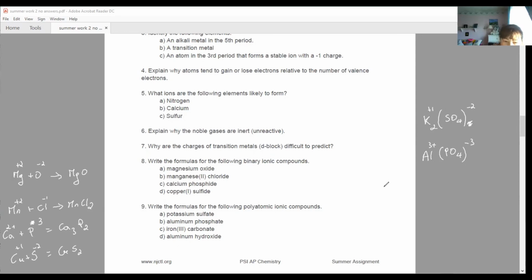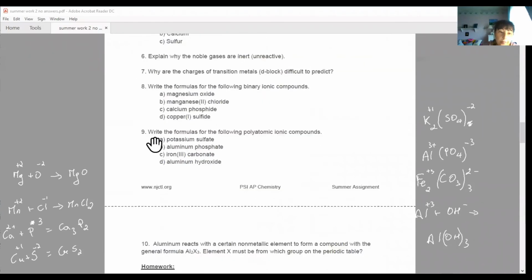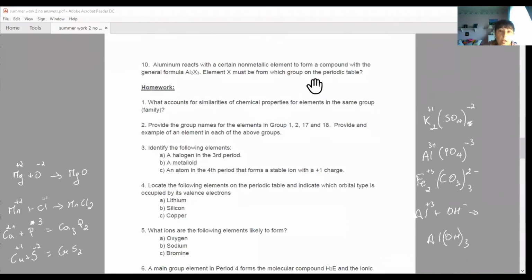And then iron 3 carbonate. Iron with a 3+ charge, carbonate has a charge of 2-, so you need 3 of this and 2 of that, so that we have a 6 and 6. And then aluminum with a charge of +3, hydroxide, which is this, forms Al(OH)3. Okay. Next, aluminum.